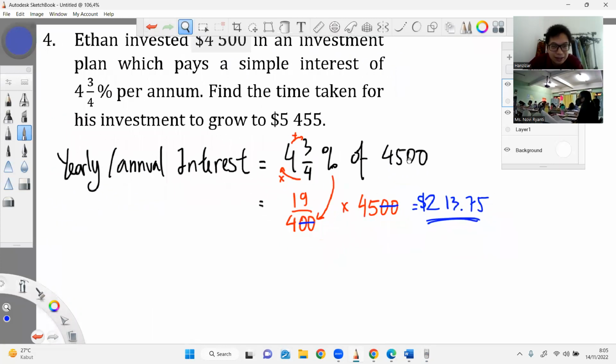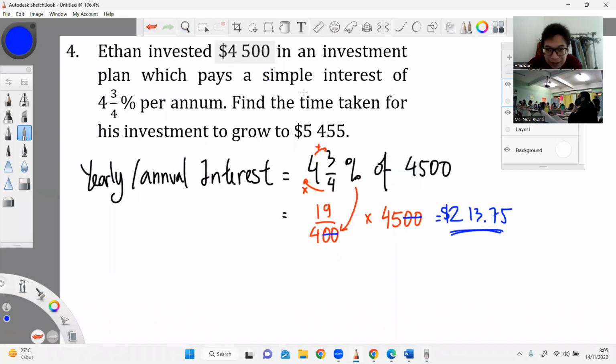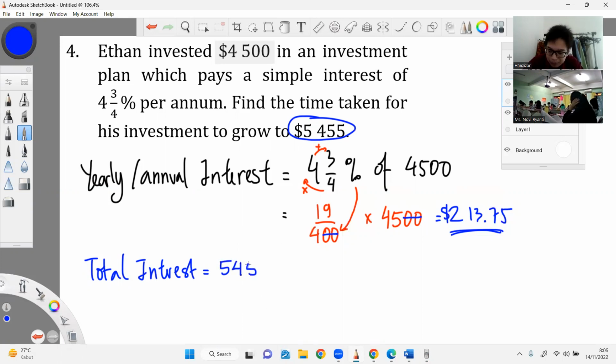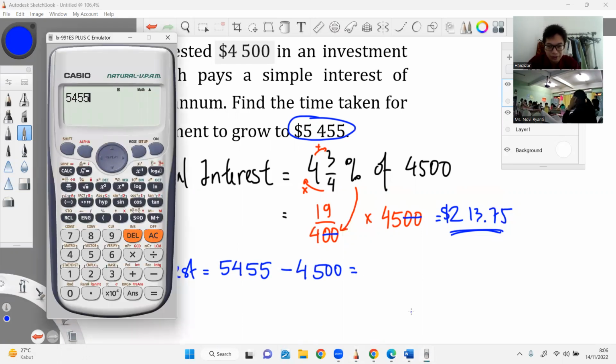So you have to look at the next sentence. Find the time taken for his investment to grow to 5,455. So we have to calculate the total interest from the beginning until it reached 5,455. So total interest. We don't know the amount or how long the investment stands until we know the total interest produced, right? So you subtract the initial amount, right? The total increment, calculate 5,455 subtract 4,500, and then you will get 955.